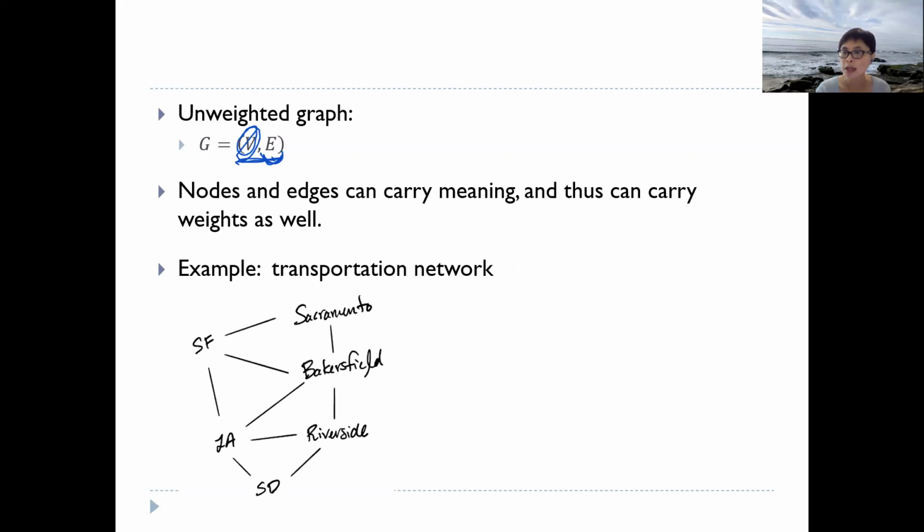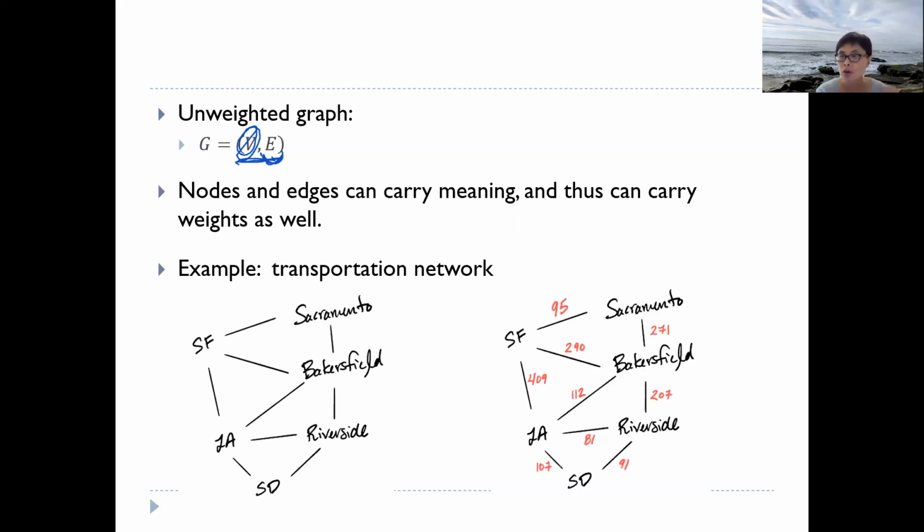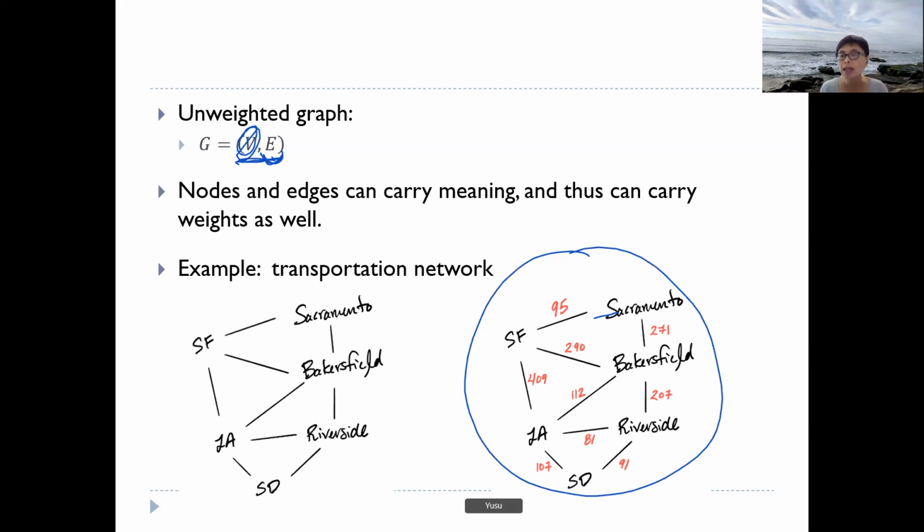For example, in a transportation network, each node represents a city and an edge represents a road between two cities. You can also have edge weights which reflect the distance between these two cities. So for example, the distance from San Francisco to Sacramento following this road is 95. Now this weighted graph not only gives you connectivity information, which cities are connected to which other cities, it also tells you more: the distance between two cities if you follow this road. So this gives you richer information.